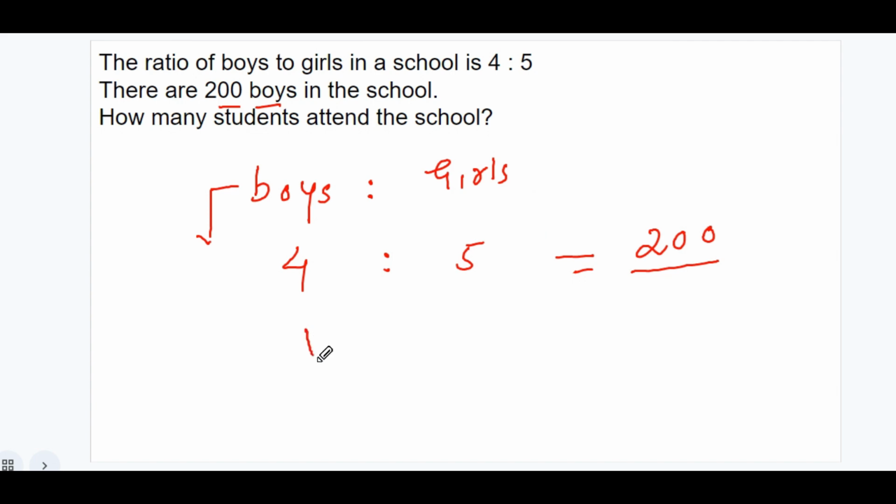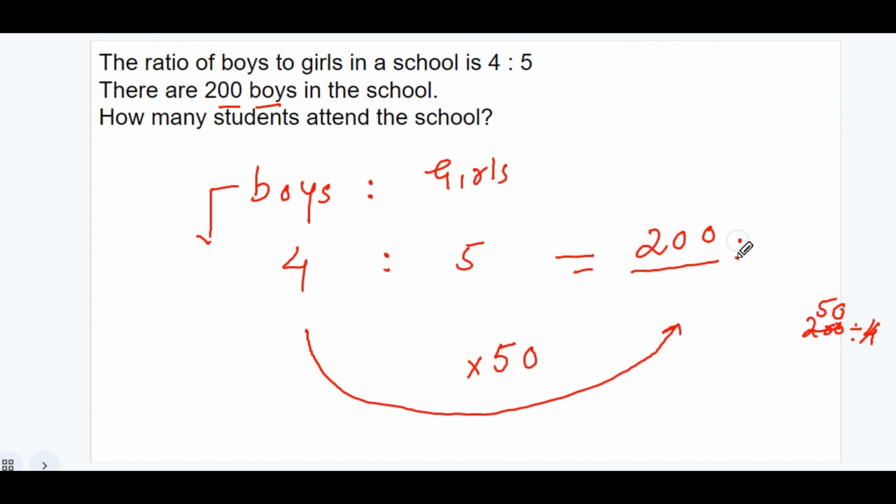So here again we need to do the same thing. 4 times which number gives you 200? That means 200 divided by 4. 4 times 5 is 20 and the 0 will be written as it is. So 4 times 50 gives you 200.